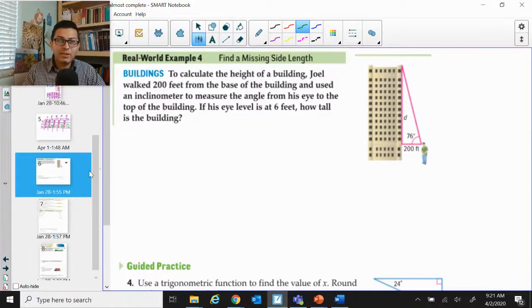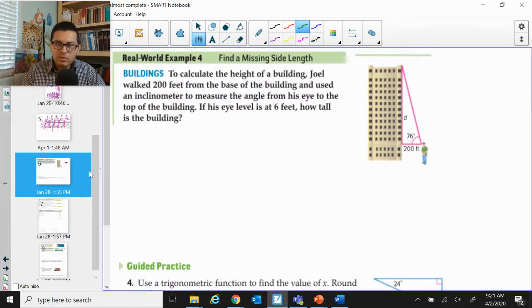All right, we are here on example 4, and this is going to be a real world problem. To calculate the height of a building, Joel walked 200 feet from the base of the building and used an inclinometer to measure the angle from his eye to the top of the building. If his eye level is at 6 feet, how tall is the building?